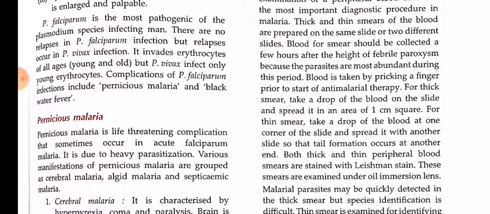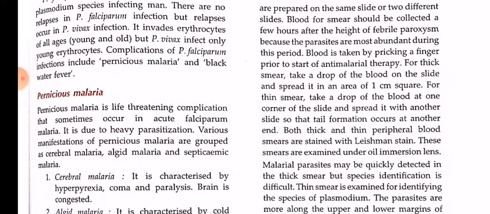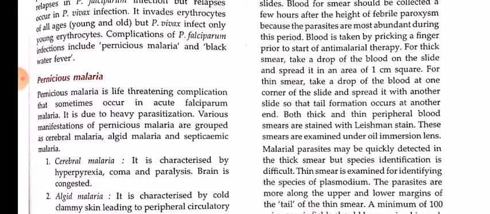For thick smear, take a drop of the blood on the slide and spread it in an area of 1 centimeter square. For thin smear, take a drop of blood at one corner of the slide and spread it with another slide so that the tail formation occurs at another end. Both thick and thin peripheral blood smears are stained with Leishman stain. These smears are examined under oil immersion lens.